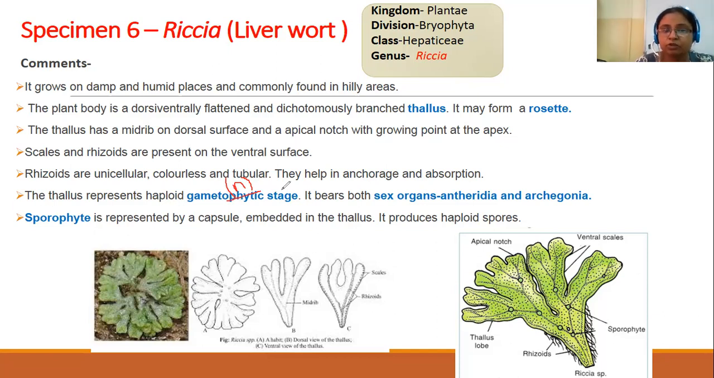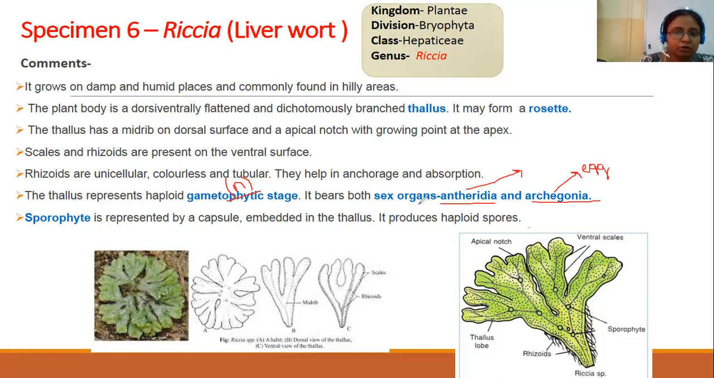So then what will these sex organs do? They will produce gametes. What kind of gamete? Male gamete as well as female gamete. So since this is a gametophytic stage, it is haploid, it bears the sex organs in it. The male sex organs are called antheridia, and the female sex organs are called archegonia. The male sex organ antheridia will produce the male gamete, which is called the antherozoid. And the female sex organ, the archegonia, will produce the egg or the ovum.